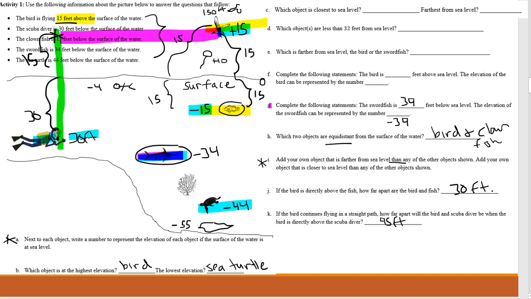So what I want you to do now is go to Alex, and complete the Alex assignment that is called Integers A. After you've finished this video, after you've completed this activity number 1, I want you to log into Alex, and you are going to complete Integers A.